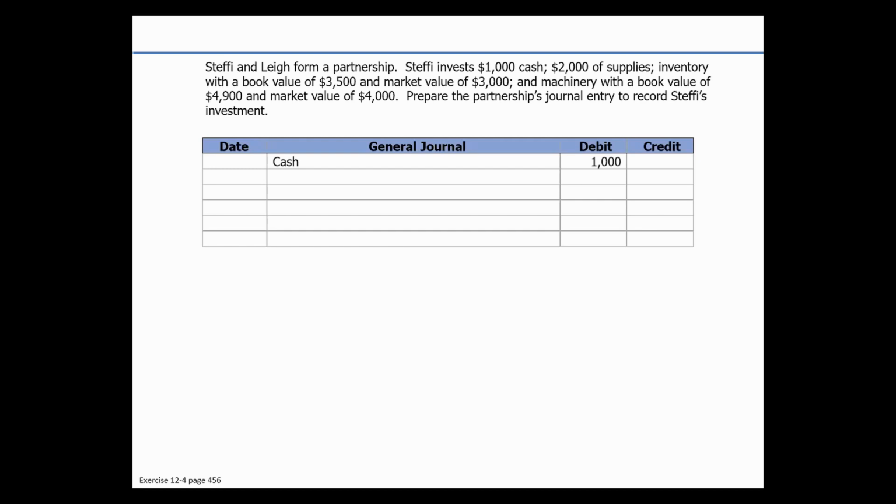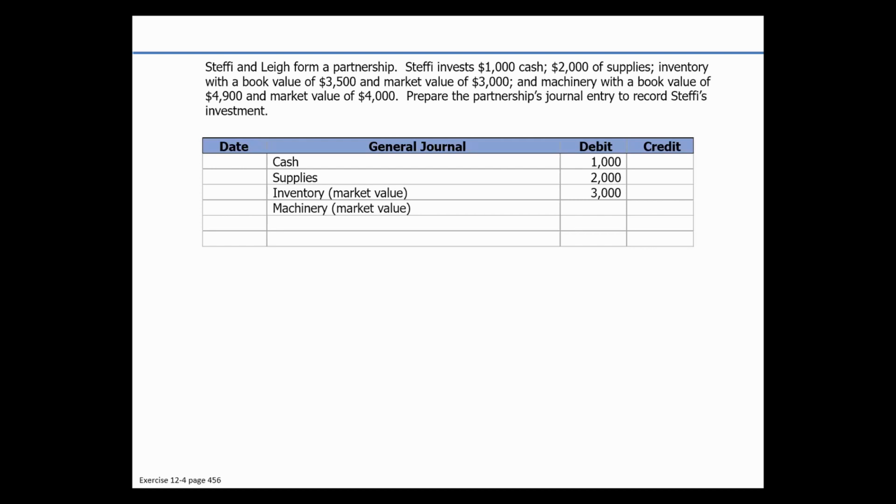And so we would record a debit to cash in the amount of $1,000 because that's the amount of cash that Steffi is investing. Now supplies, we would also debit supplies in the amount of $2,000 because that's the amount of supplies that the business is receiving. Now inventory, you would record with the market value. So market value of the inventory was $3,000. So we would debit inventory for $3,000.